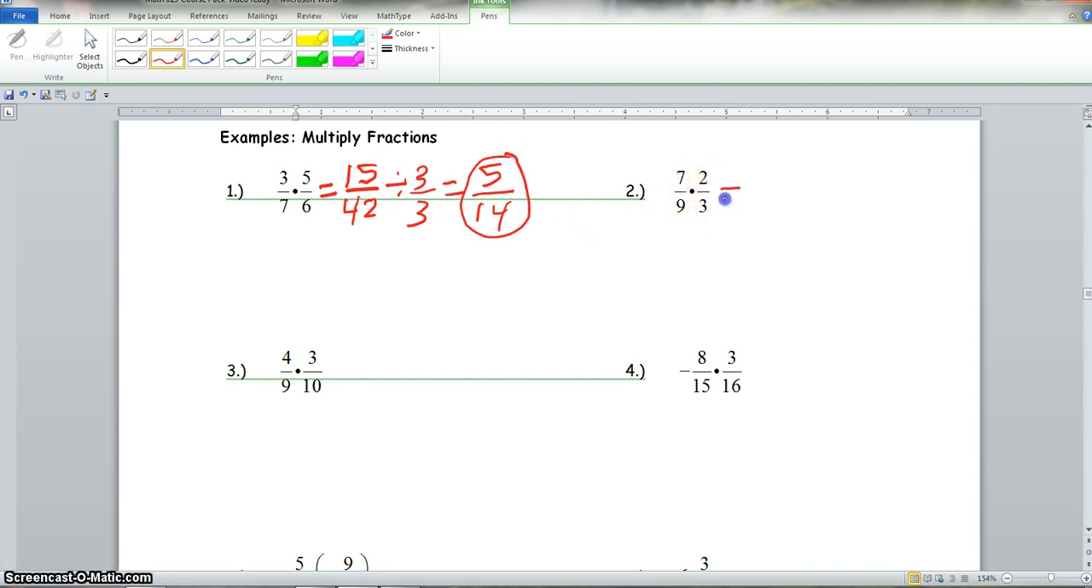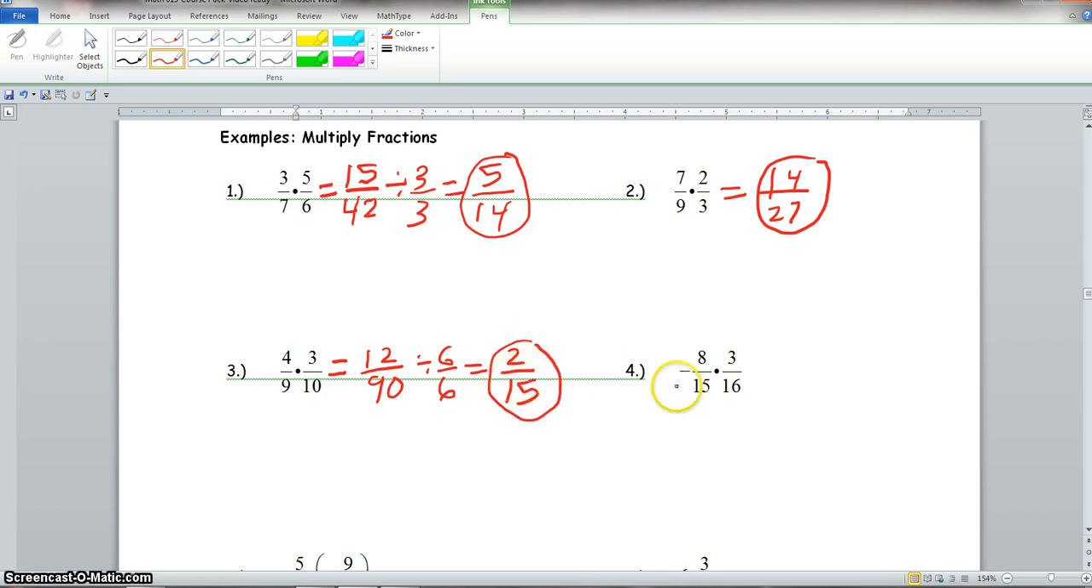So this is our final answer. Now, number 2, we multiply straight across. 7 times 2 is 14, and 9 times 3 is 27. Now, if we look at 14 and 27, they have nothing in common except 1. So that is your final answer. Now, number 3. 4 times 3 is 12. And 9 times 10 is 90. Now we look here. We had 12 and 90. The greatest common factor of 12 and 90 is 6. 12 divided by 6 is 2. And 90 divided by 6 is 15. And this is our final answer.